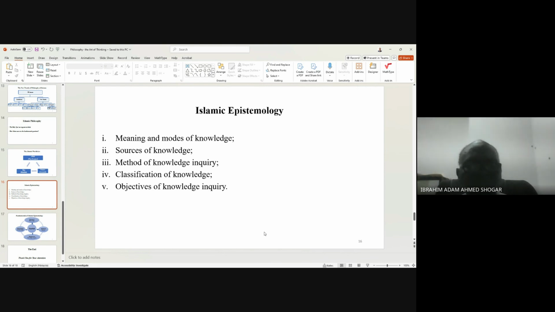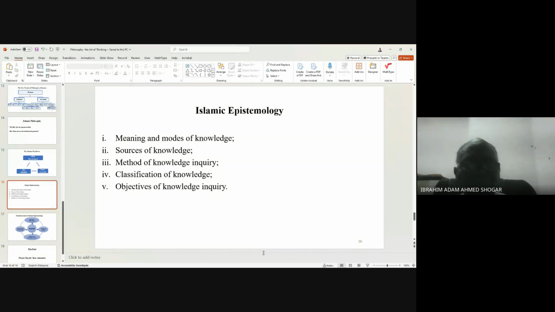Classification of knowledge is also not so much different. But here, we Muslims have sciences which are not available in the conventional way. For example, the Islamic teachings are not found there. We have Quran, we have Sunnah, we have fiqh, and so on.